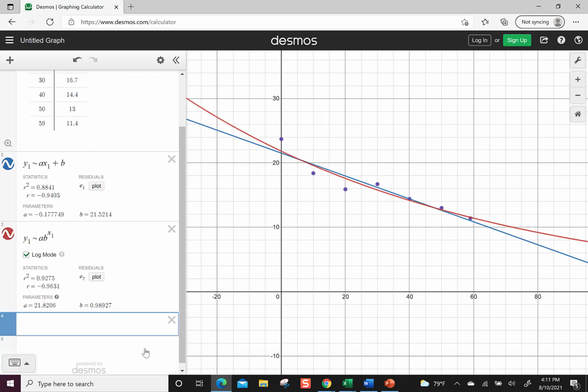So let's look at our comparison. In both of them we can see that they have a negative relationship. I see the R is negative 0.9403, I see R is negative 0.9631. Now this time this 9631 is closer to negative 1 than the 9403, so we say this one definitely fits exponential. Our A is 21.8206 and our B is 0.98927.